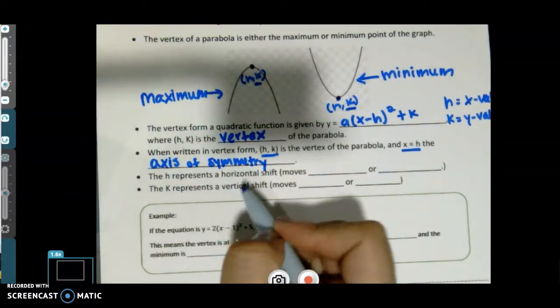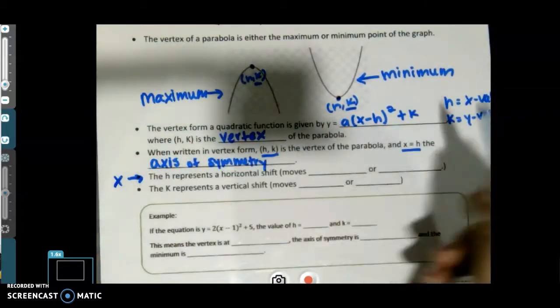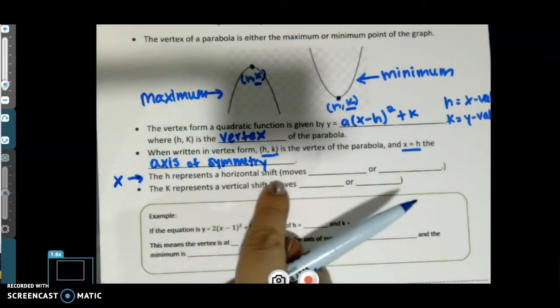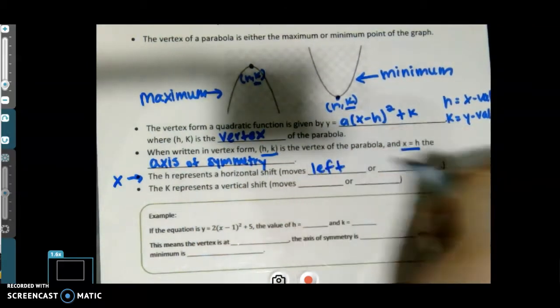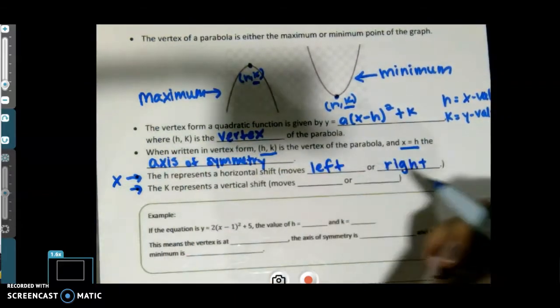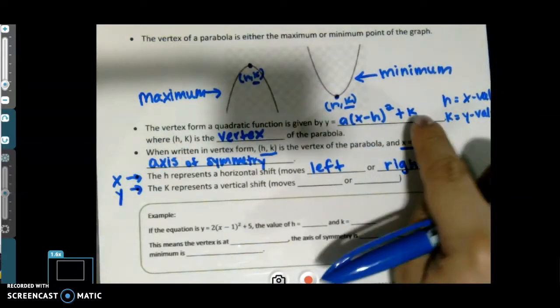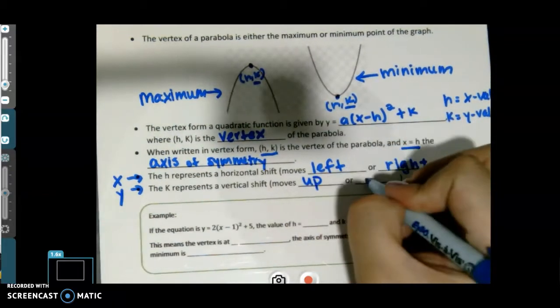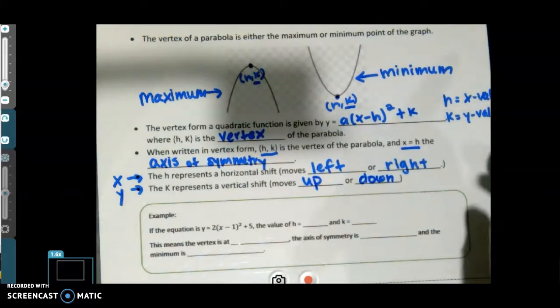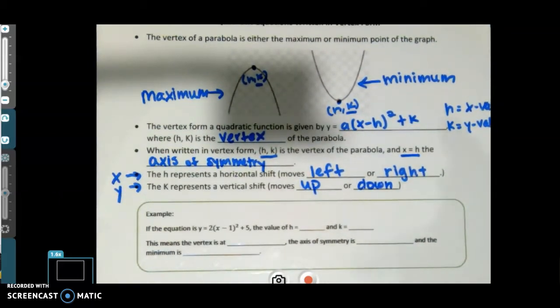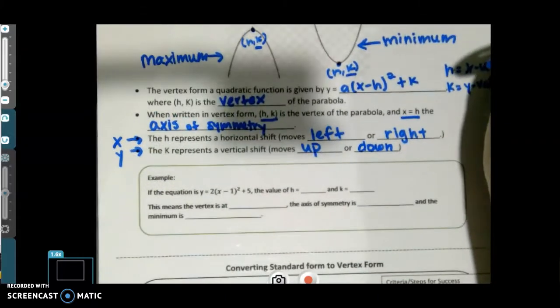So now let's go ahead and go here. So h represents, which meaning we're talking about x here, okay? The x. H represents a horizontal shift, meaning it's going to move left or right. Now we're going to talk about the k represents a vertical shift, meaning it is the y. So this k is not only the y value, but it's also going to tell you if it's going to vertically shift up or down, okay? This should sound familiar to you because of transformations, okay? So now, let's actually practice with the vertex form here.